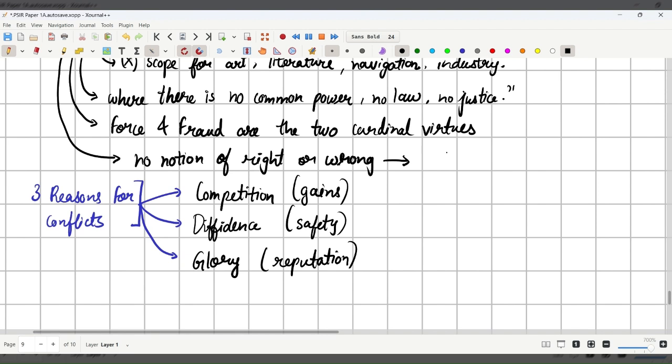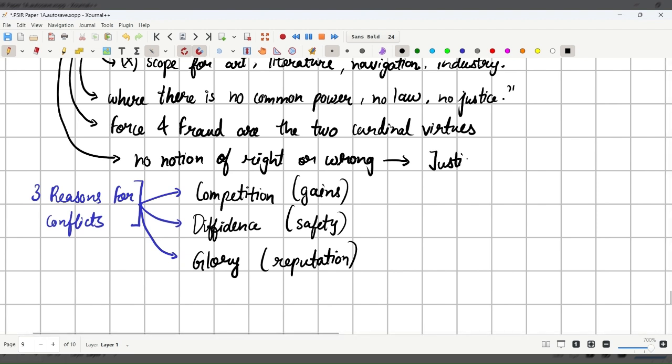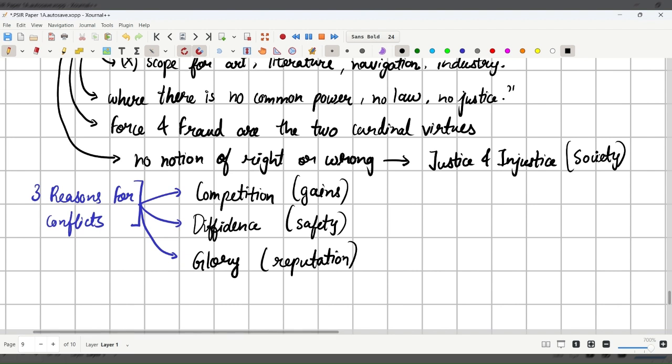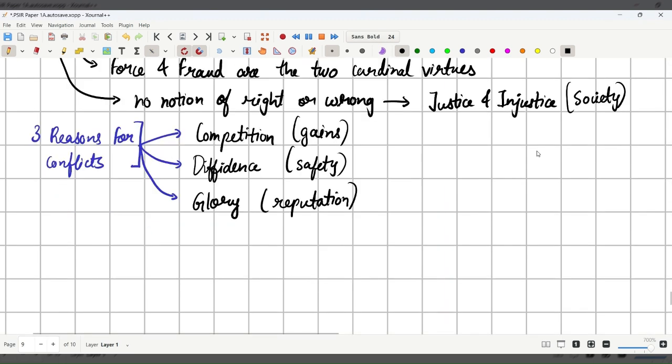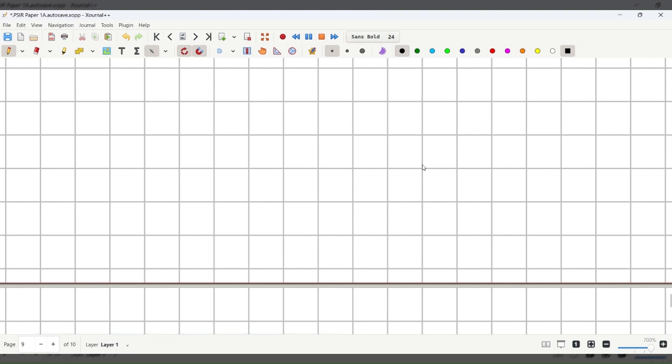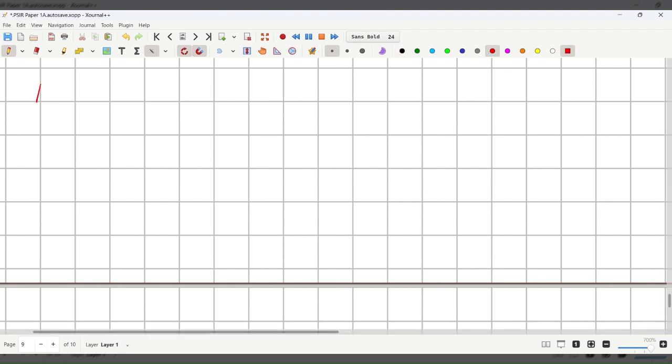So basically he wants to tell that justice and injustice are a part of a society and not of a man in solitude. Okay, then his critical evaluation or analysis on his state of nature.